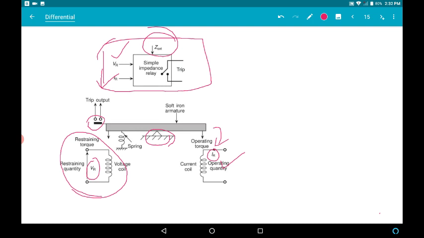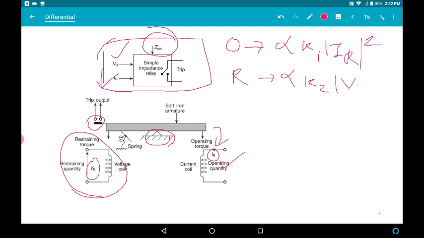Okay, so mathematically this can be written like this. If I say operating torque is O, then the operating torque is proportional to some constant K1 multiplied by the magnitude of the relay current, squared, right? And the restraining torque is proportional to some constant K2 multiplied by the voltage of the restraining coil, the relay coil, squared.